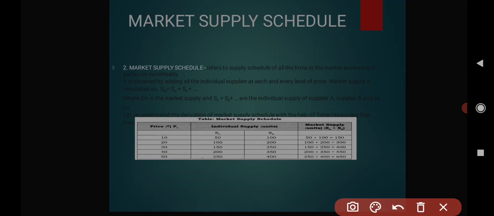Now here we are assuming that there are only two firms in the market producing a particular commodity. The price is the same. We have taken firm A, which is producing 50, 100, 150, 200, 250 at the prices 10, 20, 30, 40, 50. And there is firm B, which is producing 100, 200, 250, 350 and 400. So we will add up the supply of firm A and B and get the market supply.